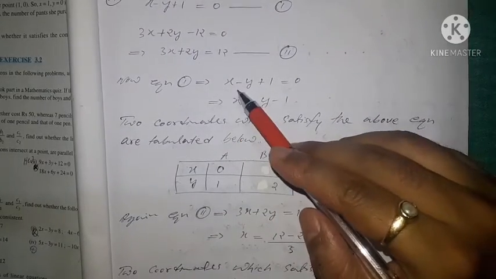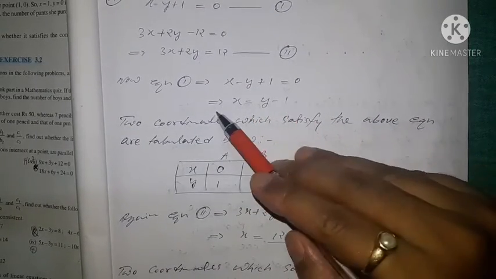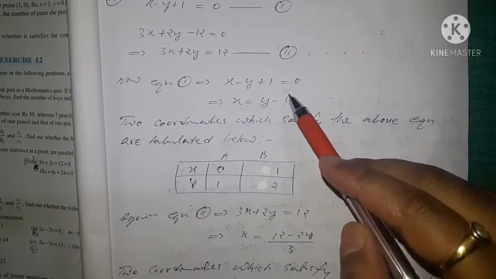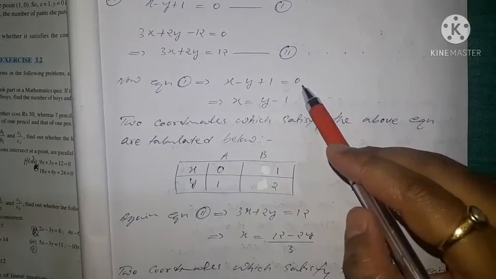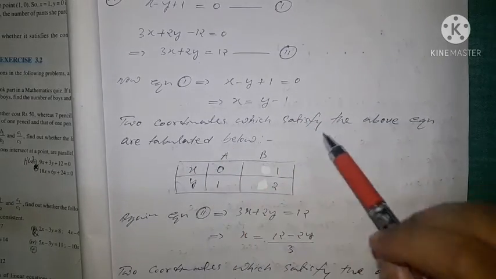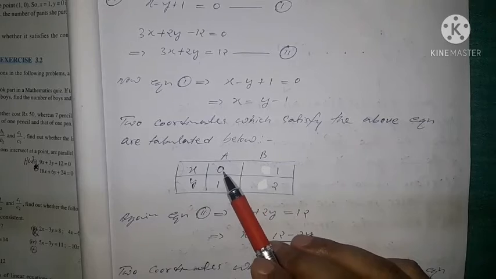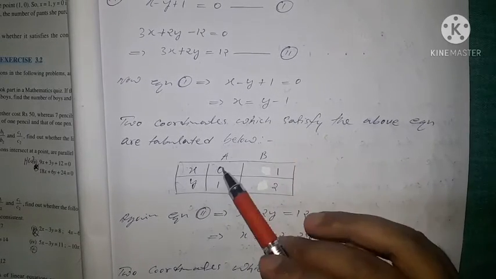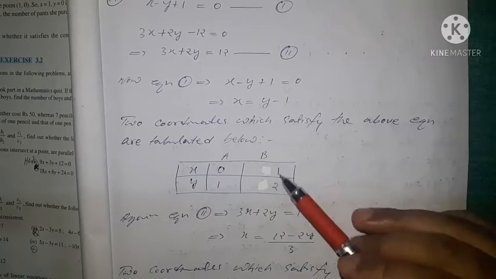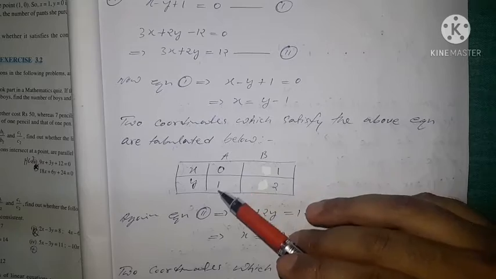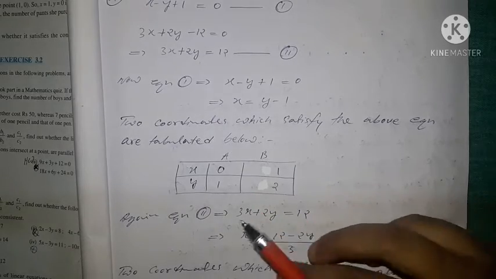Now equation 1 implies x minus y plus 1 is equal to 0. So therefore we can write like this: x is equal to, y goes to the other side, it becomes plus, and this 1 moves to the other side, it becomes minus, so y minus 1. Therefore, the two coordinates which satisfy the above equation are tabulated below, that is 0 and 1. If we put 1 in place of y, 1 minus 1 becomes 0. If we put 2 in place of y, 2 minus 1 becomes 1. So the coordinates are A (0, 1) and B (1, 2).